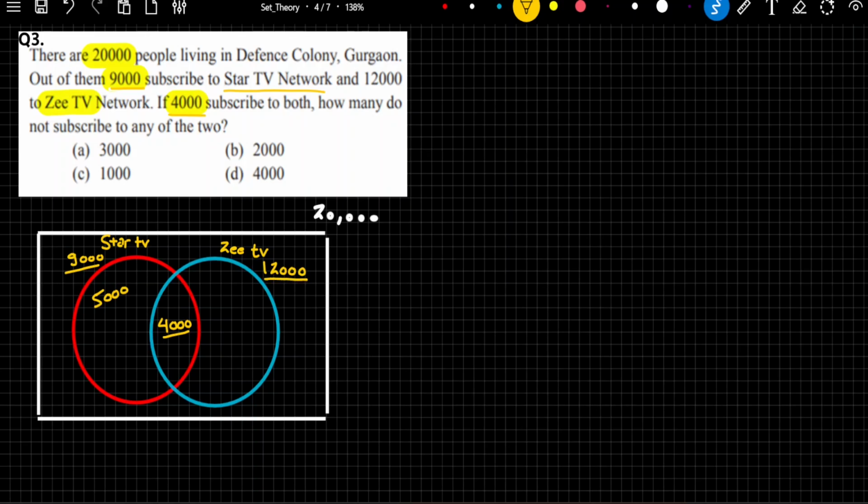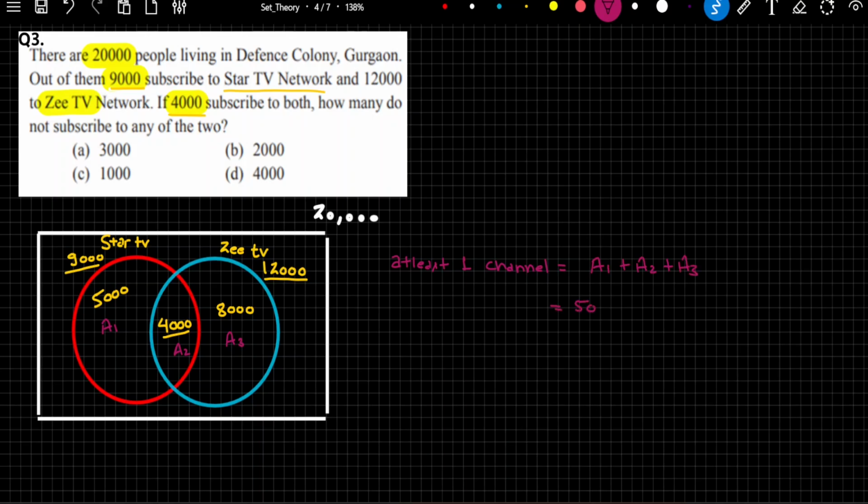There are total 12,000 people who have subscribed for Zee TV. If I remove 4,000 from it, I'll be able to find the number of people who have only subscribed for Zee TV. Now once we have done this, it's very easy to get the answer. Let us now find the number of people who have subscribed for at least one of the channels. To do that, you'll just add the values of these three areas, right? So let's add the values of the three areas and you'll be able to get the answer.